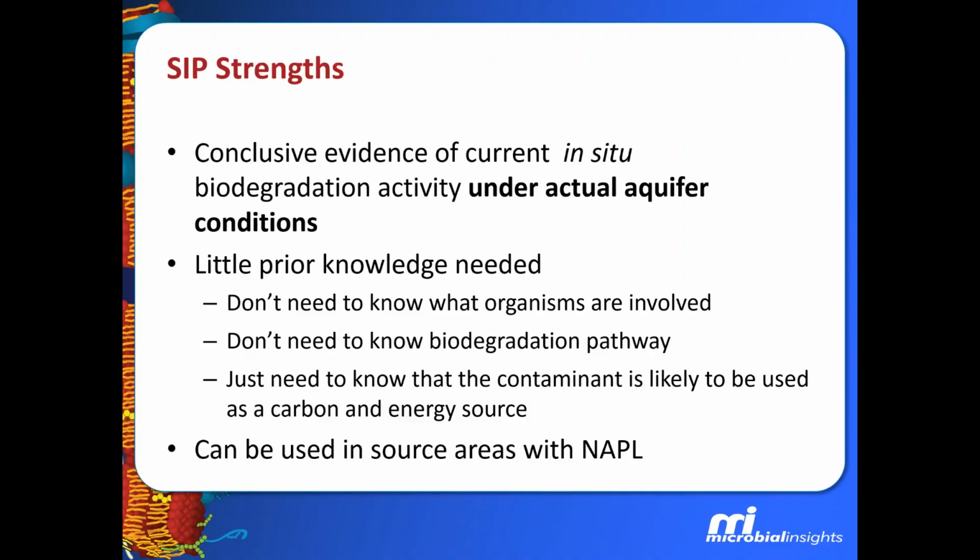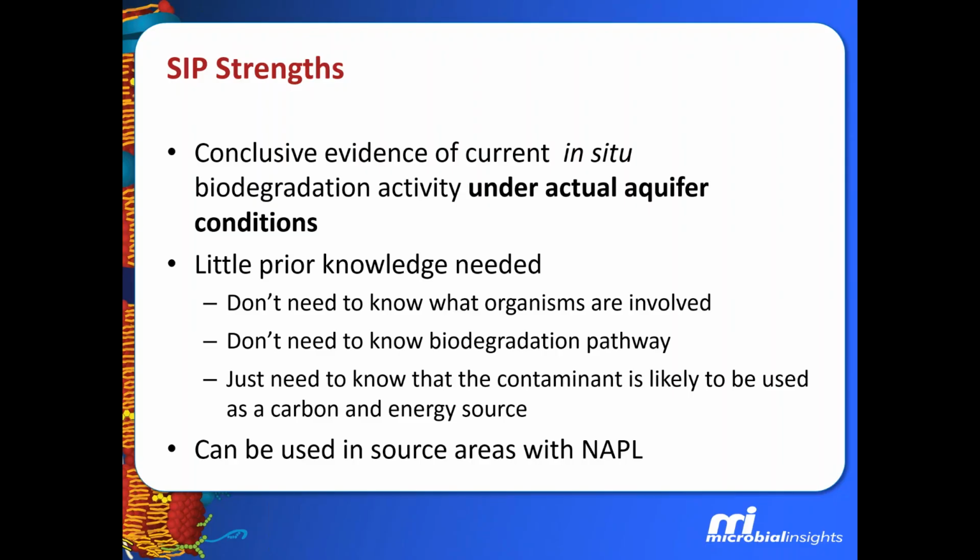So if we look at the strengths and weaknesses of stable isotope probing, first, its major strength has got to be that it provides conclusive evidence of current in situ biodegradation activity under actual aquifer conditions. Other advantages: you don't need to know anything about the organisms that are involved in the degradation. You don't need to know anything about the pathway prior to doing SIP. We're just determining whether the target compound is capable of being degraded.